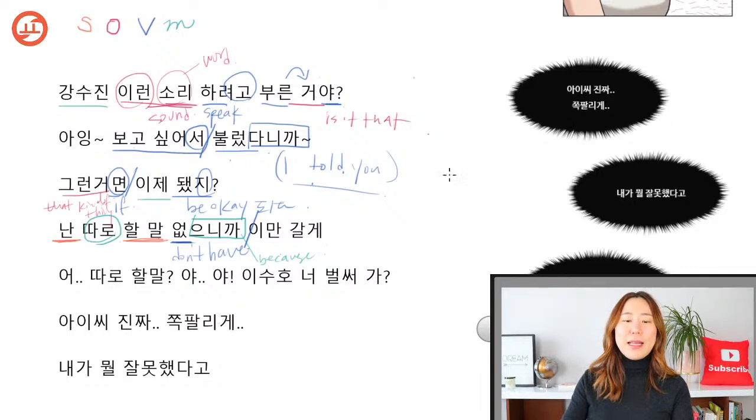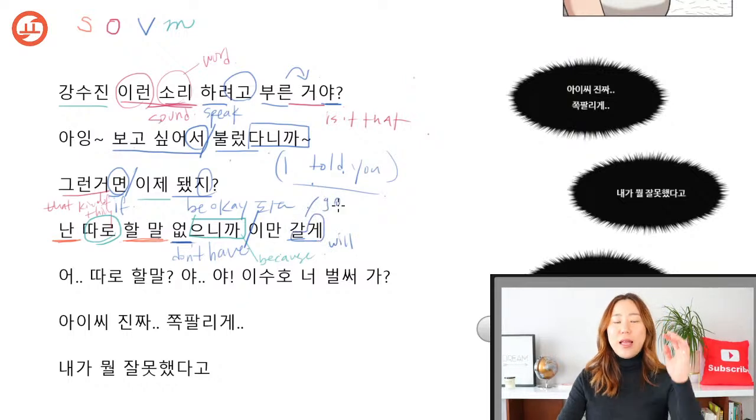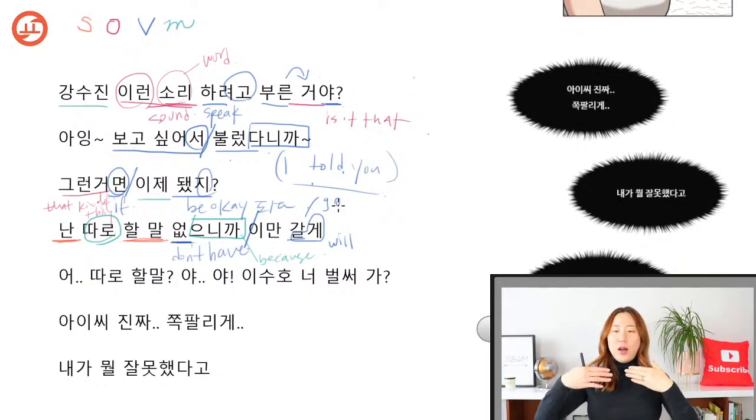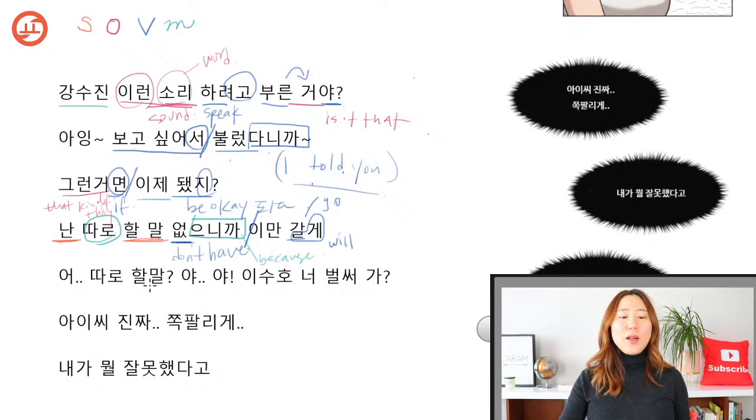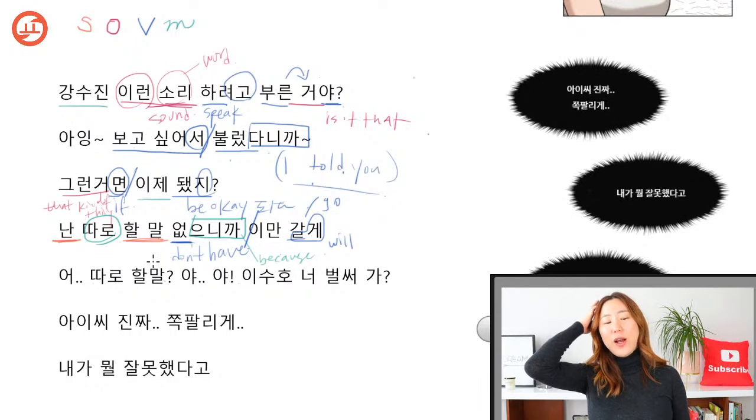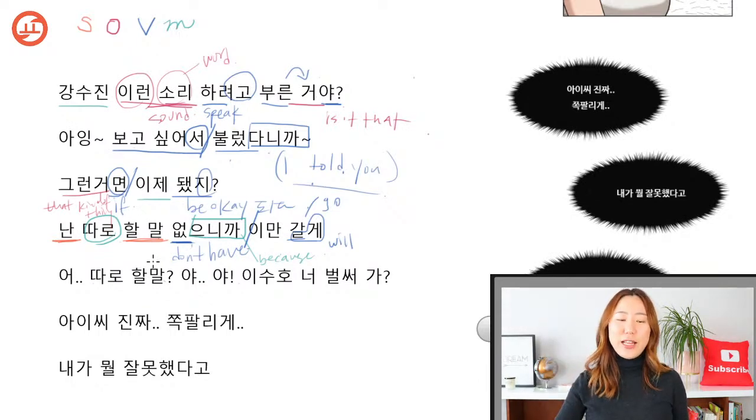Okay? 이만 갈게. 갈게, will, right? Go. 이만. Until this point. Okay? That means I will go now. 따로 할 말? You mean words to say separately? Yeah. So she's telling this. Why? Because she didn't think that he came out to say something separately anyway. He just showed up. Maybe she wanted to just have a chat. But he's being very cold.